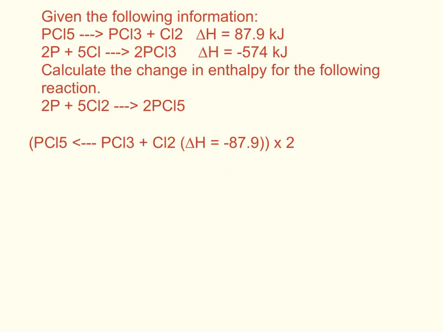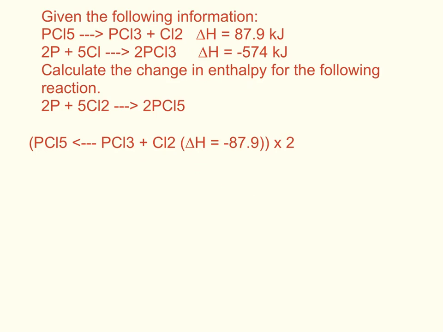Okay, so we're going to calculate the change in enthalpy for the following reaction: 2P plus 5Cl2 equals 2PCl5. What we're going to do with this equation is use these two equations up top, with delta H equals 87.9 kilojoules and delta H equals negative 574 kilojoules. We're going to use those standard enthalpies in order to solve this equation.